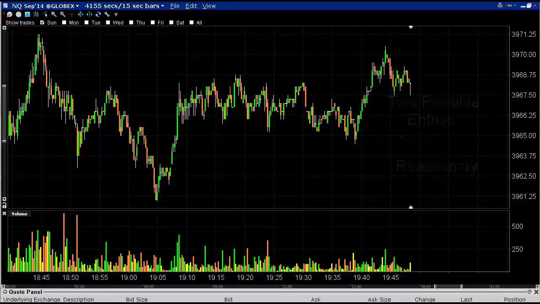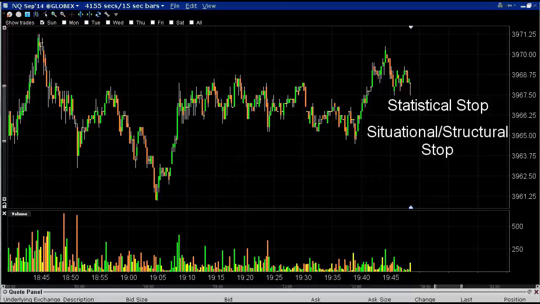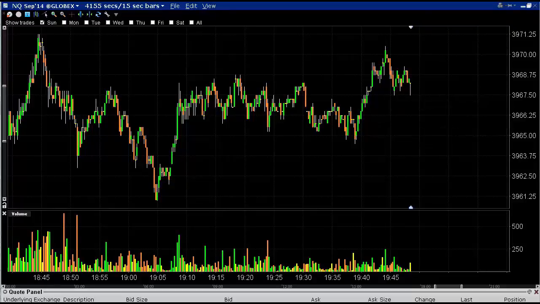And then with the stop, you can have a statistical stop. That is a given amount of ticks or pips or points which you've personally researched, regardless of structure. Or you can have a situational or structural stop. That is, you can go above a bar high or low, or below a bar low. You can go above a swing high or swing low, those sort of things. Structural, what you see on the chart.